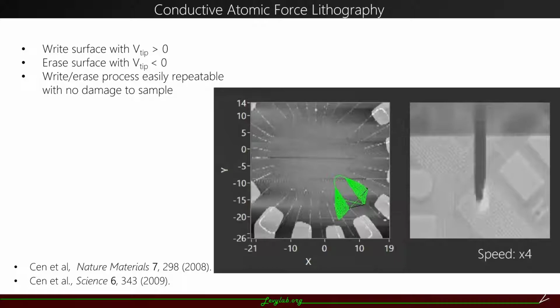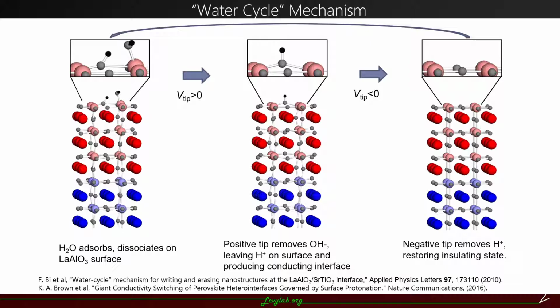How does this conductive atomic force lithography technique work? That's through the water cycle mechanism. This mechanism that we use to describe the conductive AFM lithography is such that the water in the air adsorbs onto the LaO surface, and once it is there, it dissociates into H+ and OH-. The positively biased tip removes these OH- ions, leaving an excess of protons on the surface and producing a conducting interface. When we apply the negatively biased tip, it removes these excess protons and restores the insulating state.